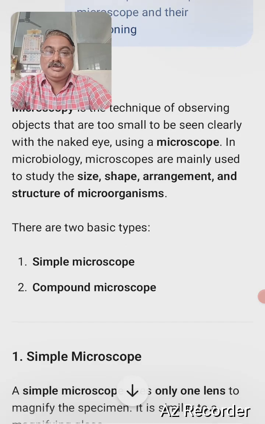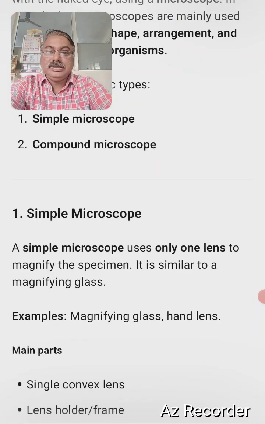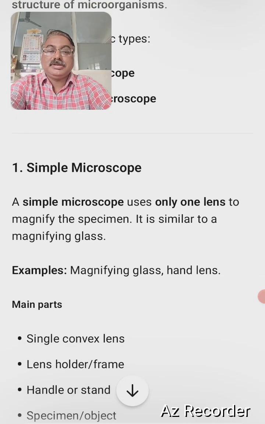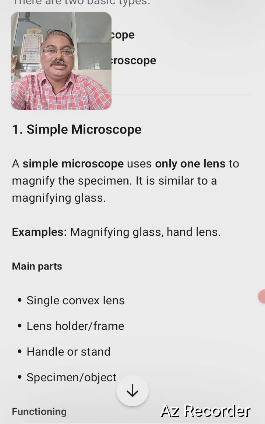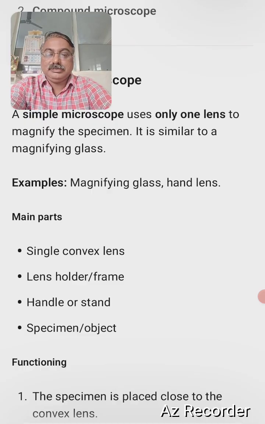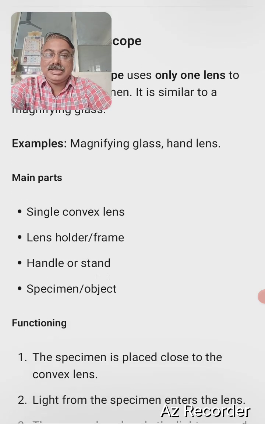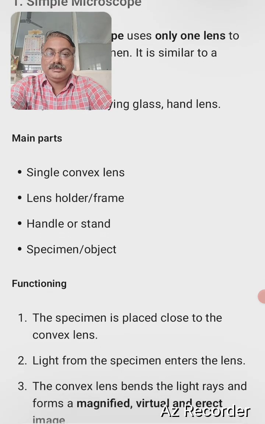There are two basic types of microscopes: simple microscope and compound microscope. Simple microscope: a simple microscope uses only one lens to magnify the specimen. It contains a convex lens. Examples: magnifying glass and hand lenses can be considered as simple microscopes. Main parts of the simple microscope: they are made up of a single convex lens, lens holder or frame, handle or stand, and we need to observe the objects and specimen through the microscope.